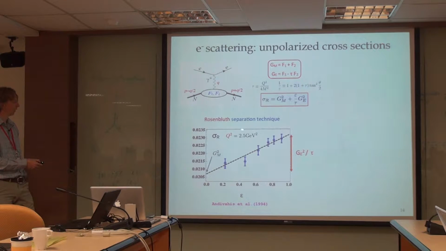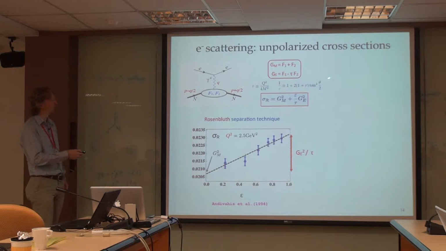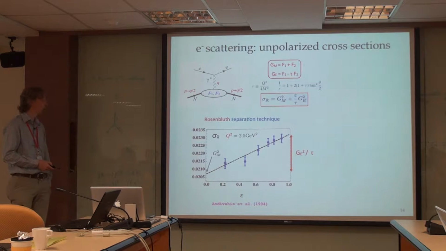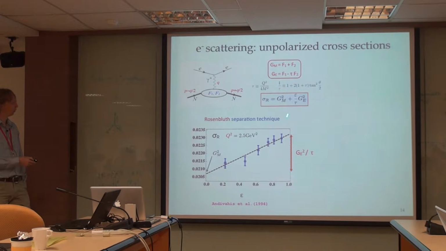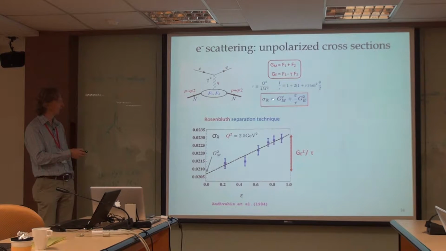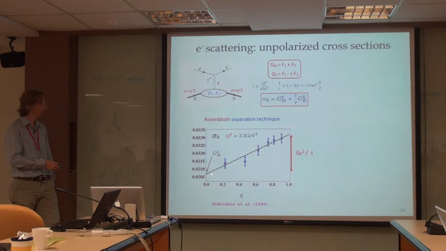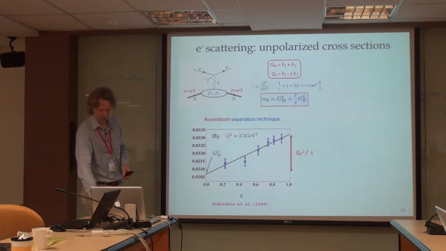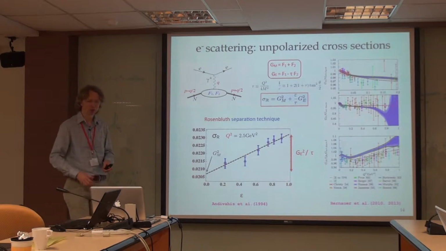So typically what one is doing is, at a fixed value of Q², one is plotting the data for the cross-section as a function of this kinematical parameter epsilon. So one can vary this epsilon, for instance, by taking measurements at different values of the scattering angle, and one should see a linear dependence. So this is just a linear dependence at a fixed value of Q². And from the value at epsilon 0, one extracts the magnetic form factor, and from the slope, one extracts the electric form factor squared divided by Q². So this is a well-known technique, which is known as the Rosenbluth separation technique.